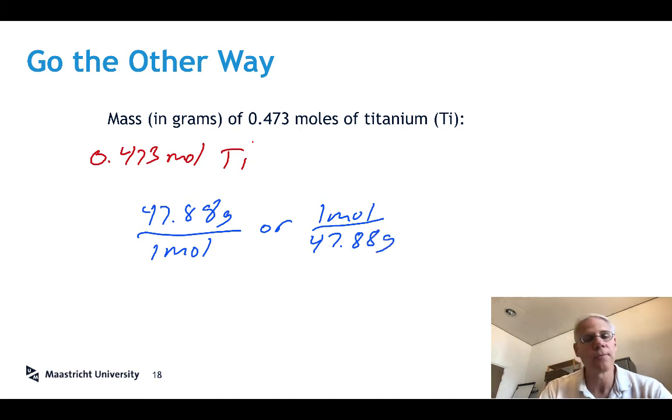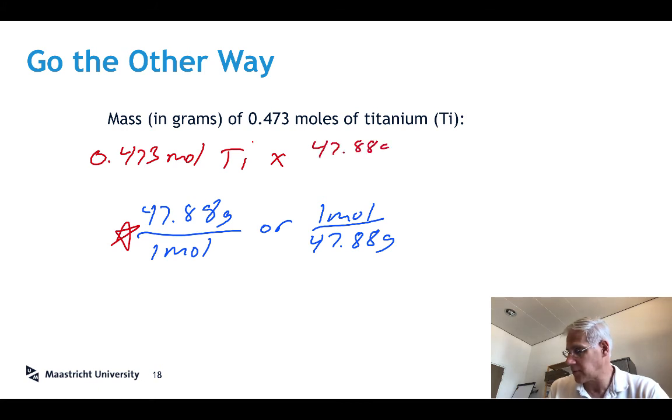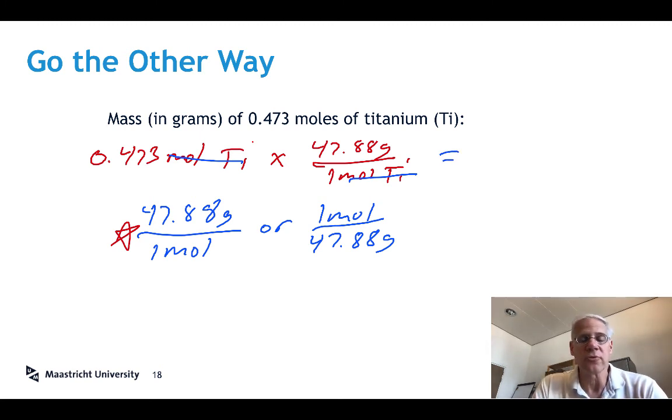or 1 mole per 47.88 grams. Now in this example, we want our moles to cancel and we want to be left with grams. So we want to use that first conversion factor there. So we can go times 47.88 grams per 1 mole of titanium, and you can see that my moles of titanium will cancel and I can calculate a value there. There's lots of different ways of doing these calculations, so if you learned it in a different way, that's just fine.